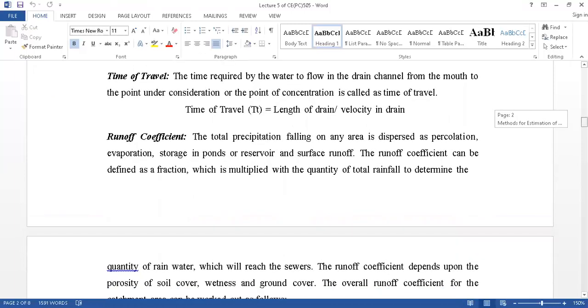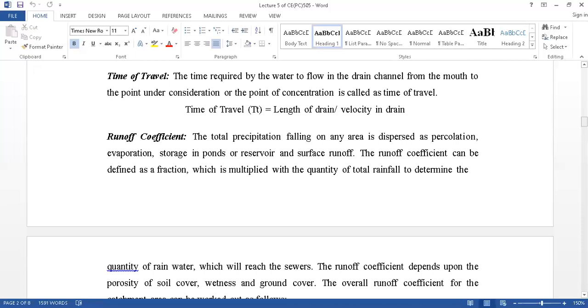Runoff coefficient, the second terminology I am going to acquaint you with, is very important, because the more the runoff coefficient, the more stormwater runoff flow there will be. The total precipitation falling on any area is dispersed as percolation, evaporation and so on. Whenever rain falls on the ground, some portion is percolated, that means infiltrated into the ground. Some portion is lost due to evaporation. Some portion goes to storage ponds, natural ponds and reservoirs, and the balance becomes surface runoff.